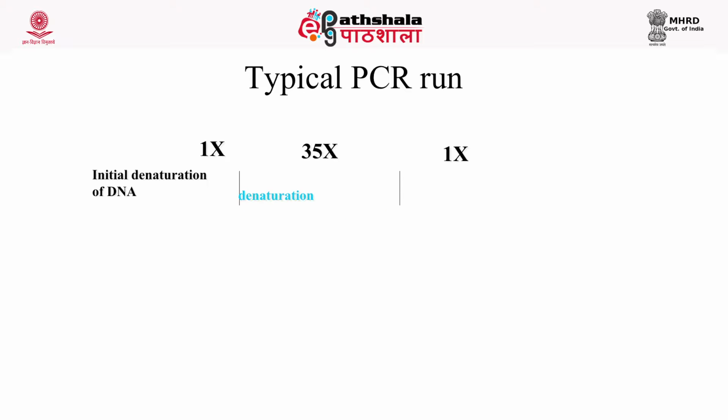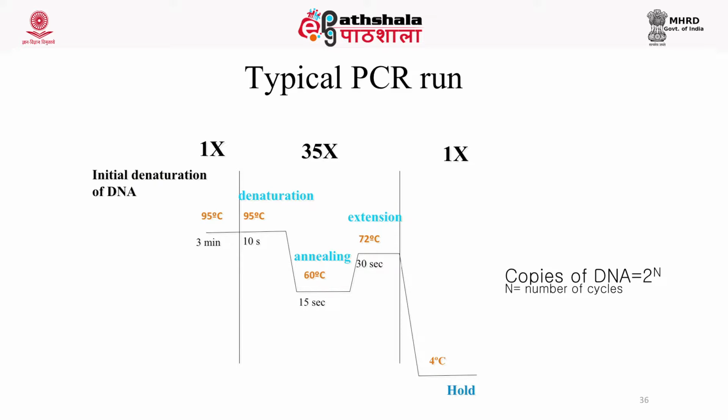In this figure, you can see a typical PCR run as shown in a thermal cycler. You can see the initial denaturation step of DNA, that is 95 degrees centigrade for 3 minutes, followed by the 3 essential steps of PCR reaction: denaturation, annealing and extension. These 3 steps go on in a cyclical manner for 30 to 35 cycles, at the end of which there is a hold step to preserve the PCR products at 4 degrees centigrade.